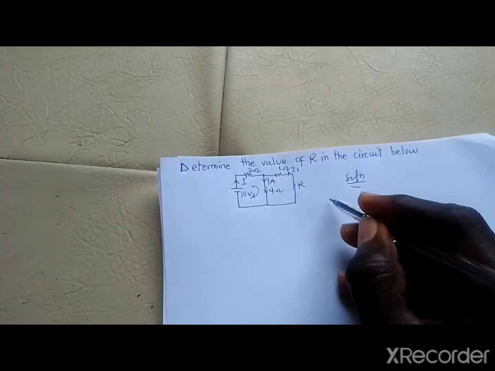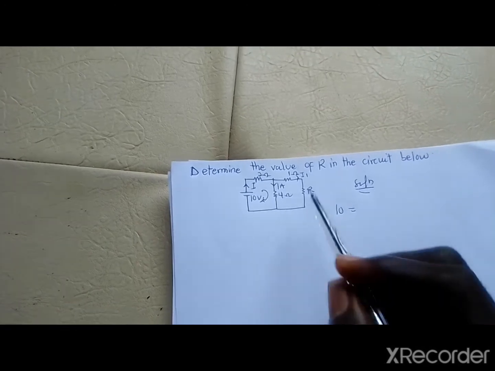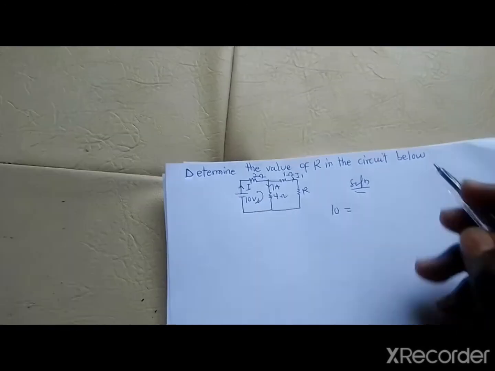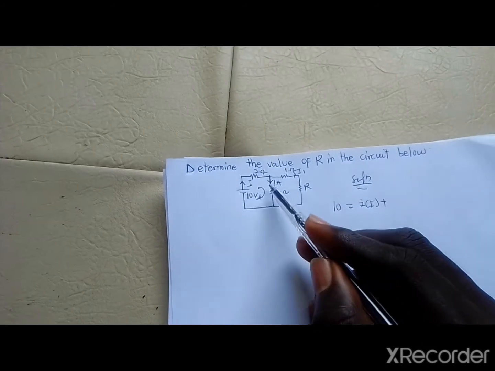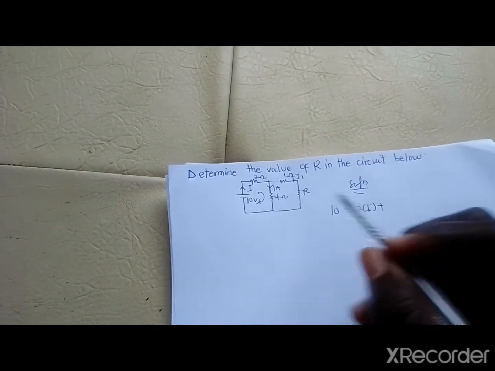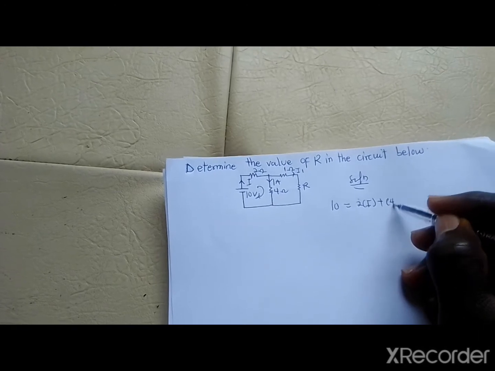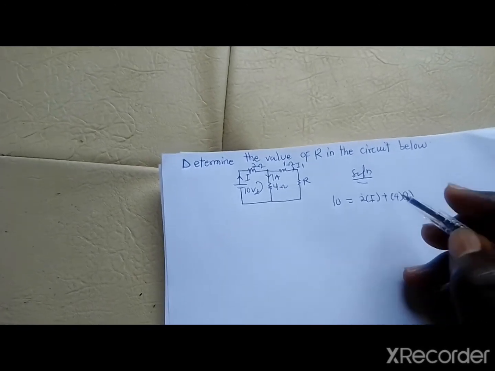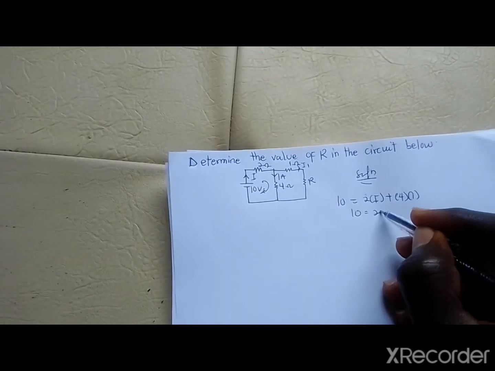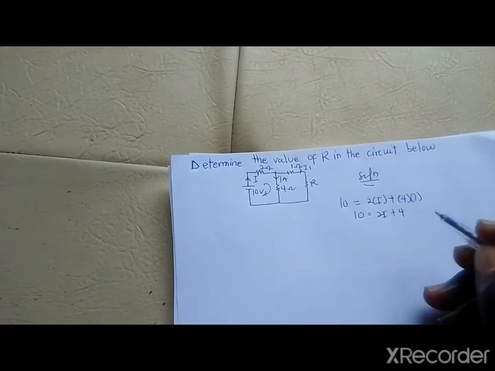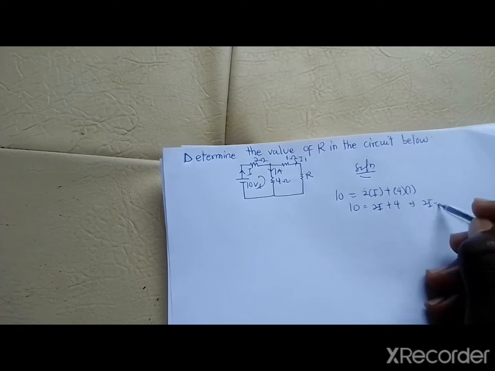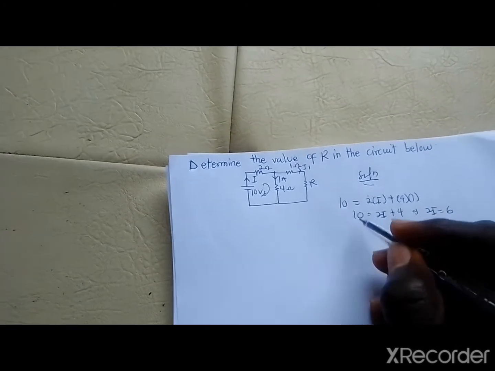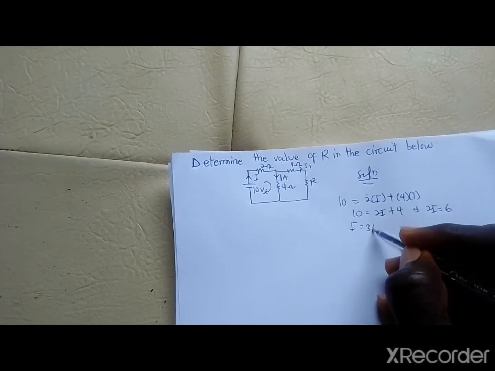So the source voltage is 10 volts and is equal to the voltage drop across these 2 ohms. That is going to be 2 multiplied by I plus the voltage drop across these 4 ohms, and the current through is 1 ampere. So you are going to get 10 equal to 2I plus 4. Now you get 2I equal to 6. So our I will be equal to 3 amperes.